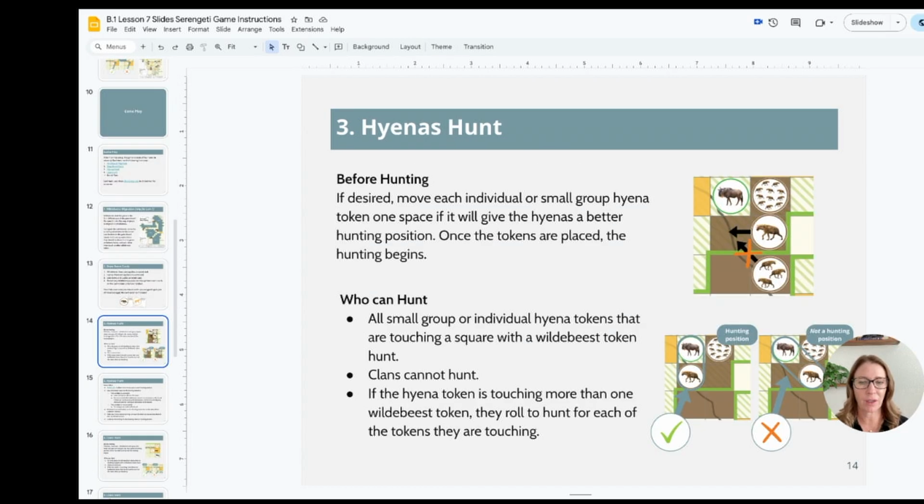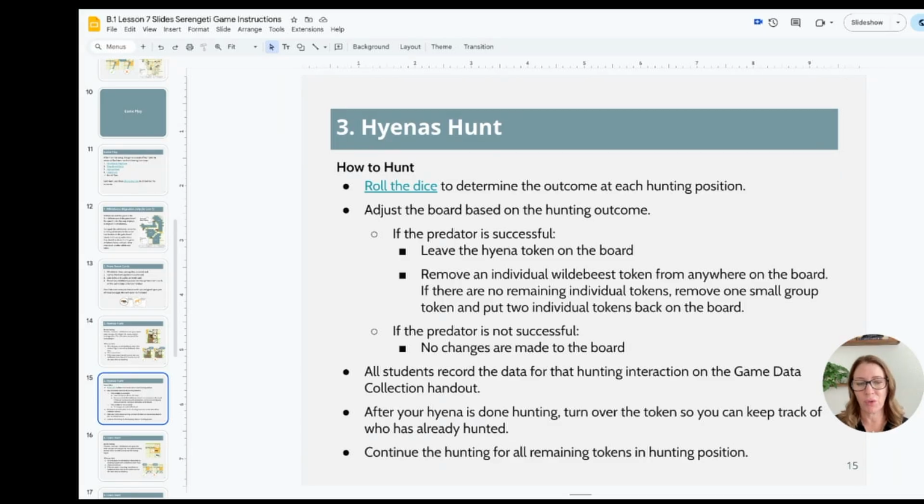Now, before hunting, because now we're going to move on to the hunting event, hyenas are going to hunt first. If desired, they can move individual or small group hyena 1 space. So they cannot move diagonally, but they can move to the right or left or up and down to a hunting position. Clans cannot hunt wildebeest. Only the individual or small group hyena tokens can hunt a wildebeest. And so you might want to move this to the left because you can't hunt on a diagonal. It's more like real life if they do get to move, because hyenas are obviously going to stalk their prey.